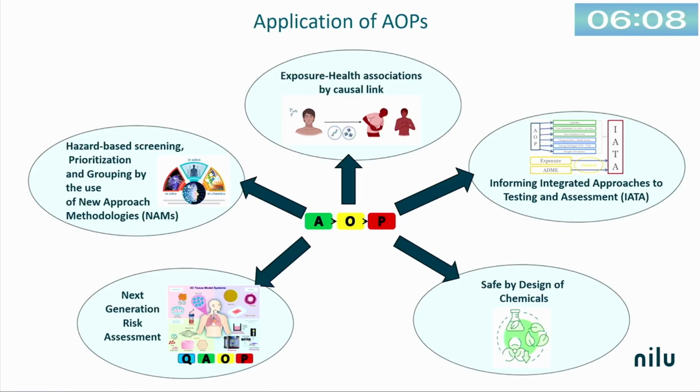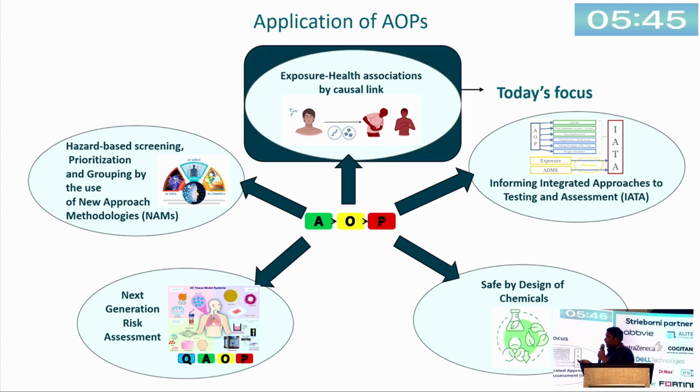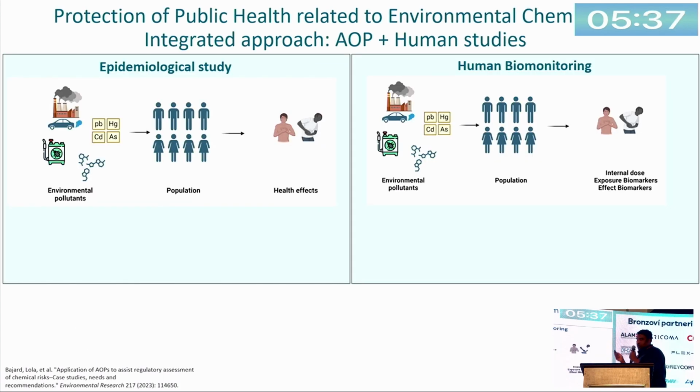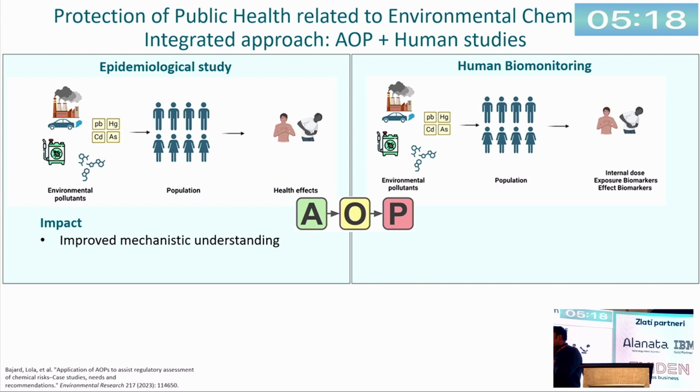So these are some potential applications of adverse outcome pathways. Adverse outcome pathways in general play a crucial role in advancing chemical risk assessments through the identification of biomarkers, development of assays to measure them, and also support the safe by design of chemicals. But today I will focus on this aspect, how AOPs can improve the understanding of exposure health association. So I'll go back to this slide. How can we overcome the challenge that I talked about before? This can be done by performing an integrated approach. When epidemiological study is integrated with the AOP framework, it can lead to improved mechanistic understanding and identification of biomarkers which are predictive and translatable to an adverse effect.